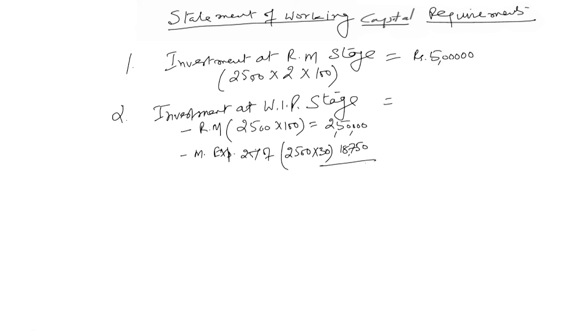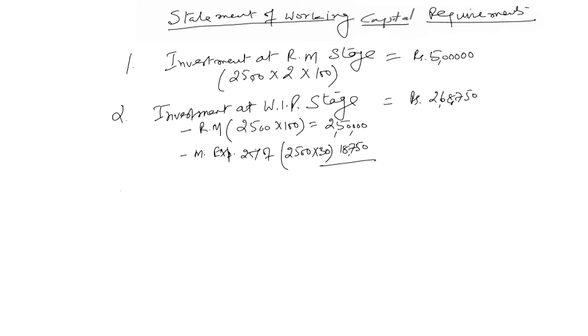18,750. So how much is the requirement at this stage? 2 lakh 50 thousand plus 18,750 is 2,68,750. This much investment will be required at the WIP stage. And then we go for the third stage.